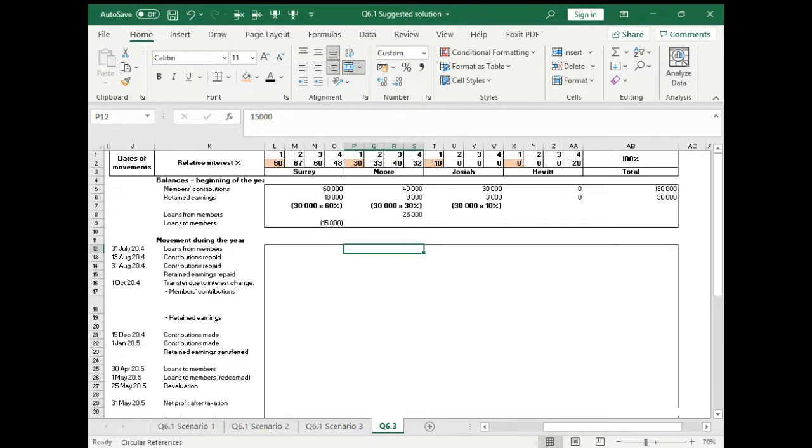Then we said on the 31st of July, Moore increased his loan to the CC with another 15,000. So that means Moore has now actually lent another 15,000 to the CC. So that means Moore's net investment increases with 15,000 because he's put more money into the CC.